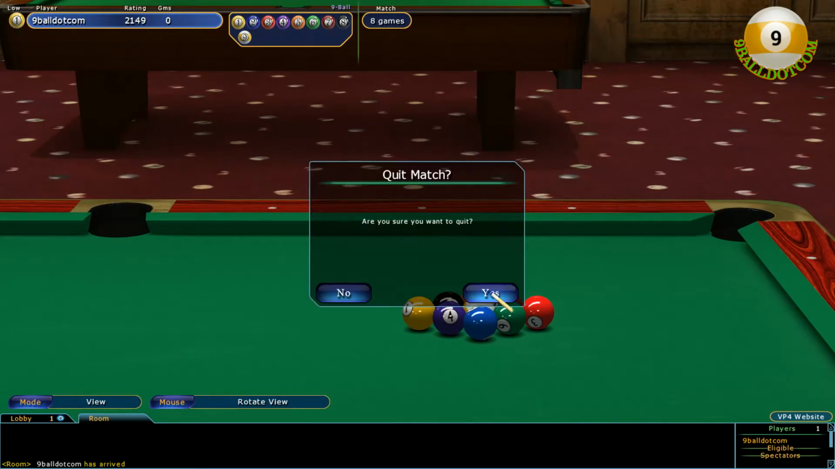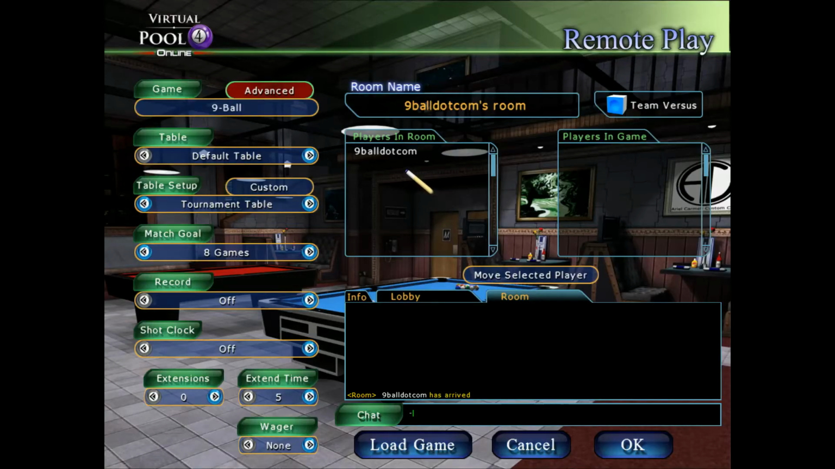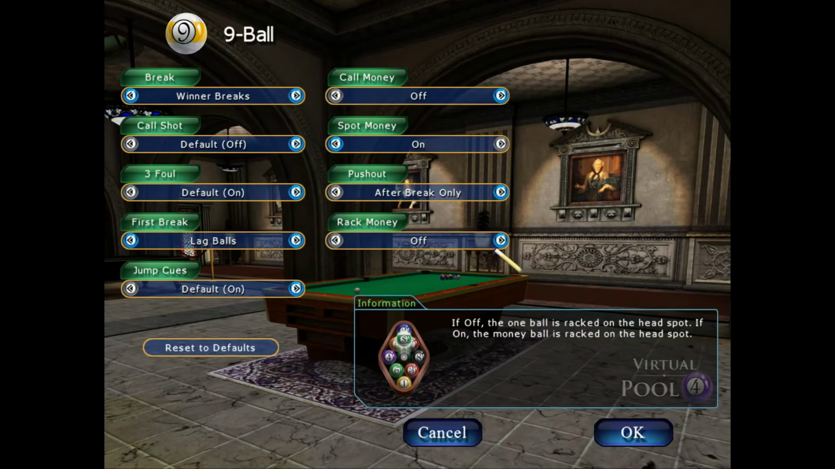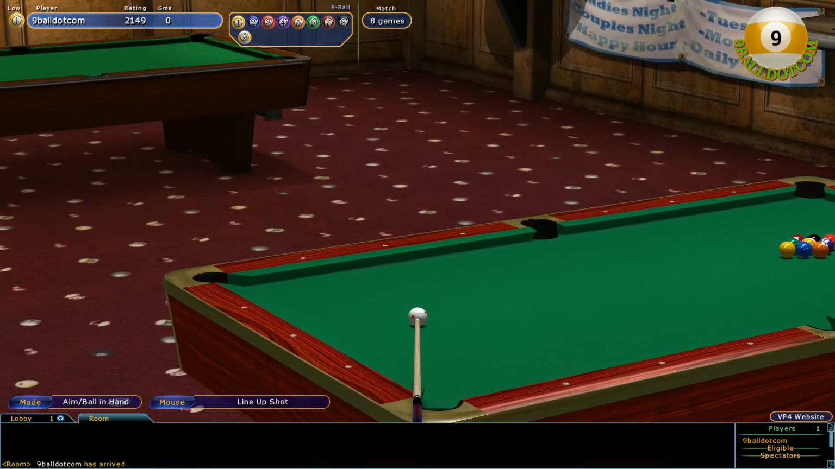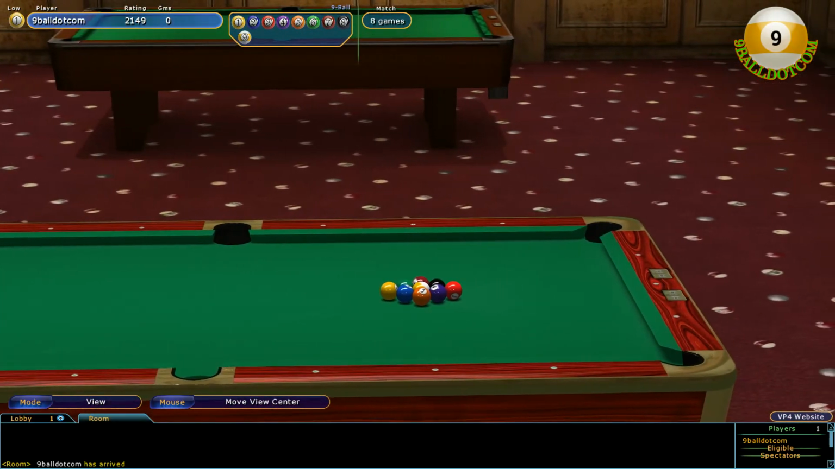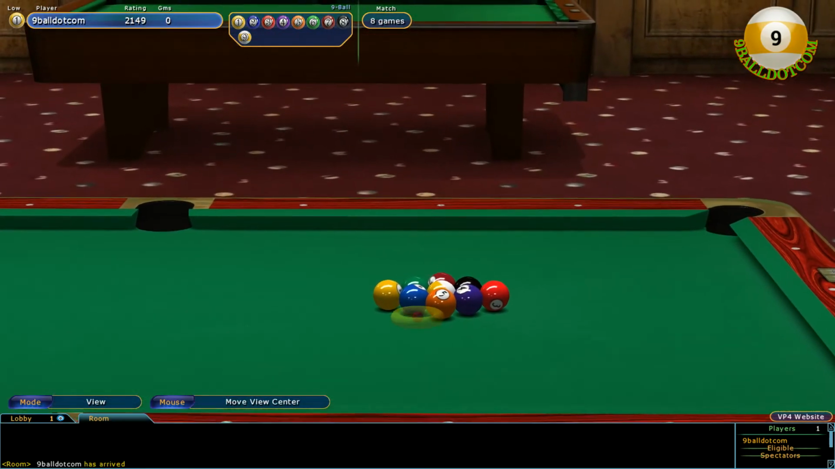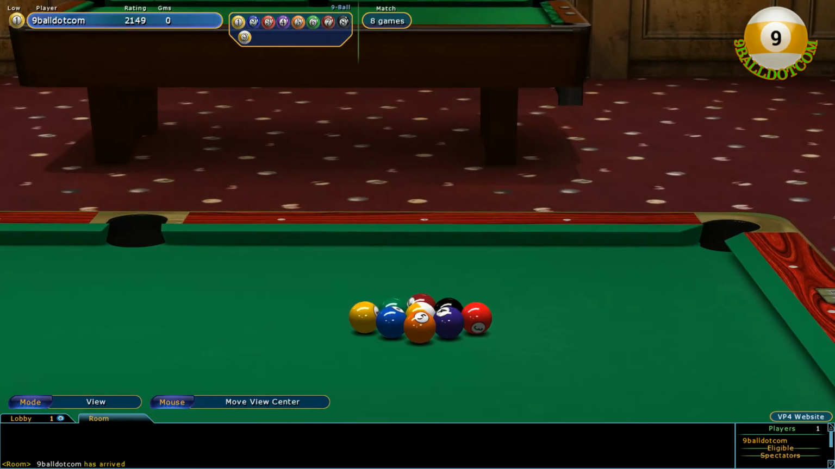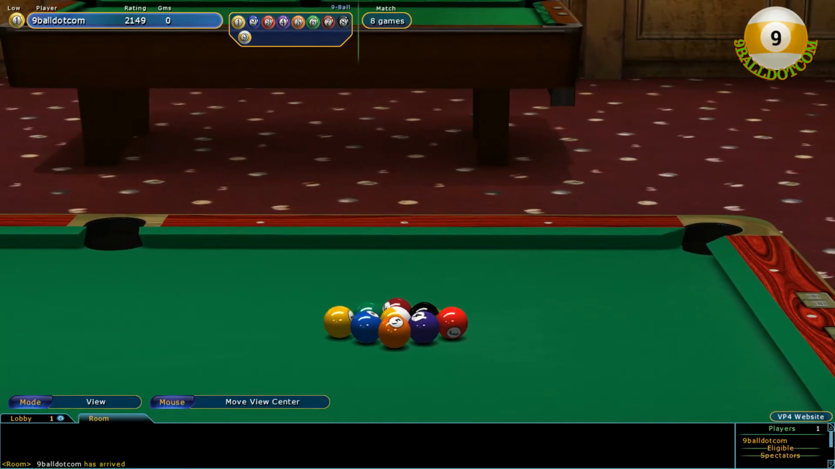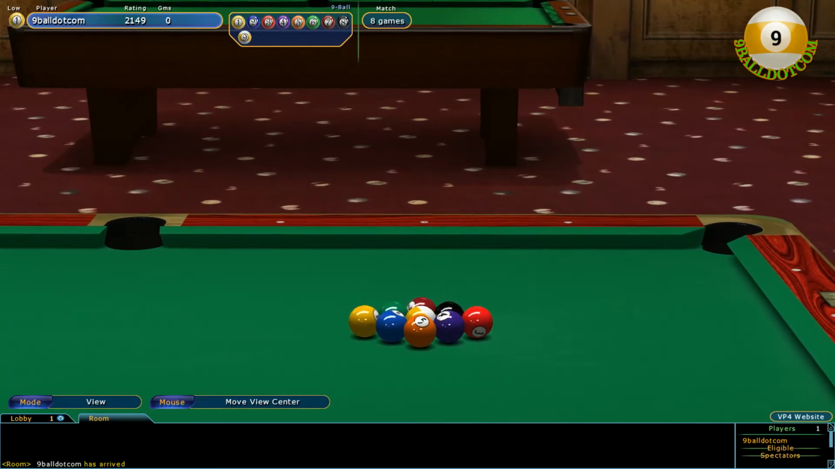So what we'll do is quit the match and go into the advanced settings. Oops, we'll put myself back into the game. We'll go to advanced and put rack money on, and then look at the diamond again. So we'll go to the table, go to the diamond, and the difference here is that where the 1 ball was sitting on that spot, rack money means that you're racking the money ball, the 9 ball, on the head spot of the diamond.